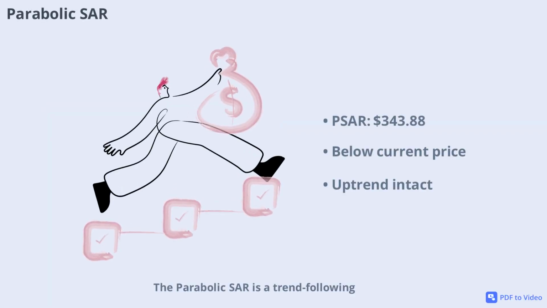The parabolic SAR is a trend-following indicator that helps identify potential reversal points. For ADBE, the current PSAR value is $343.88, which is below the current price. This positioning suggests that the uptrend remains intact, but traders should watch for any crossover as a possible signal of trend exhaustion.